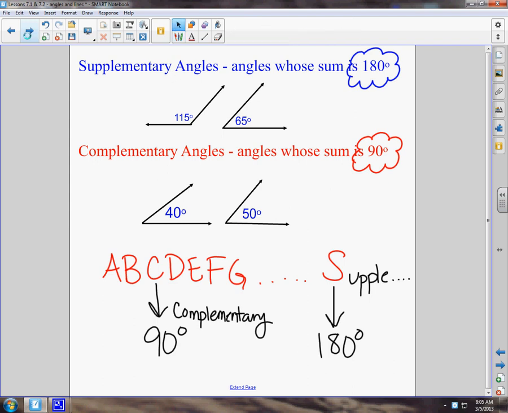So complementary angles add up to 90 degrees. So a 50 and a 40, see here, 50 plus 40. Those are complementary. They add up to 90. And supplementary add up to 180. So just remember, C is at the beginning of the alphabet and S is later on down.